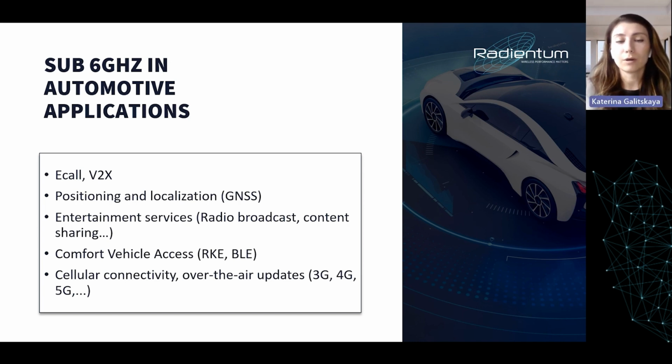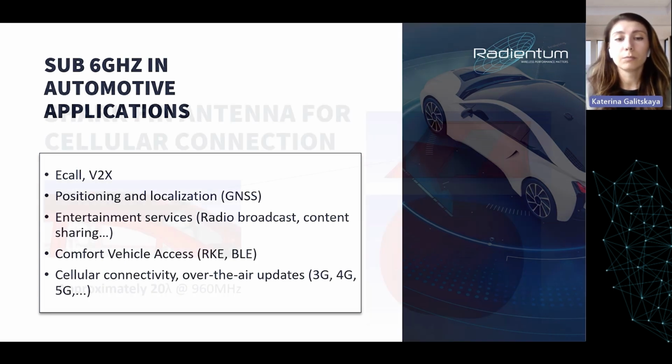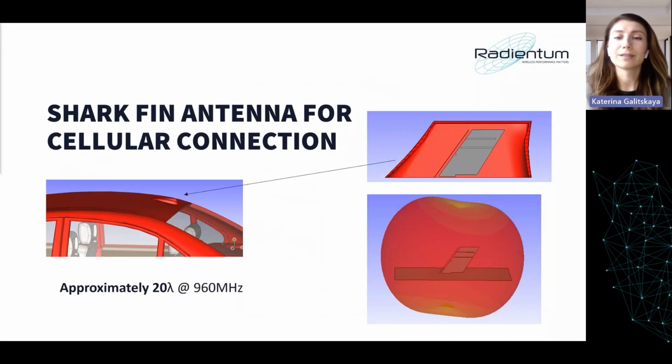And the list continues for much more applications. And on the next slide, we can have a look at the most recognizable automotive antenna. I think everybody knows what this is. It's the shark fin antenna for cellular connectivity. It can actually combine a lot of different radios inside, but this is just for cellular in this case, just to showcase for you.